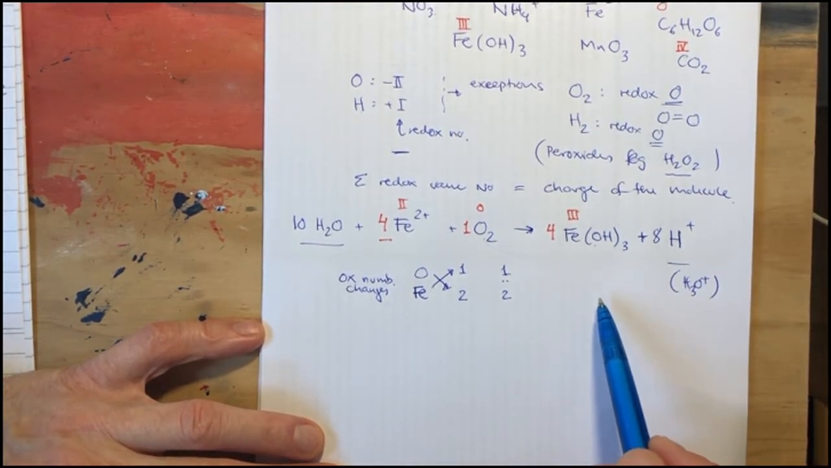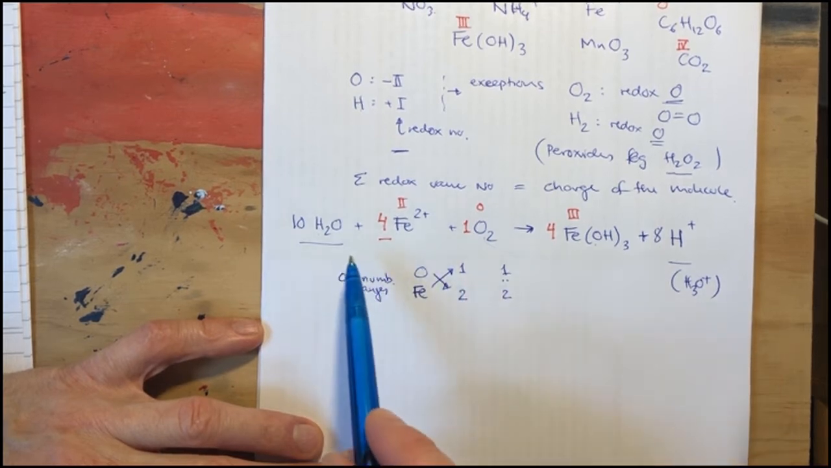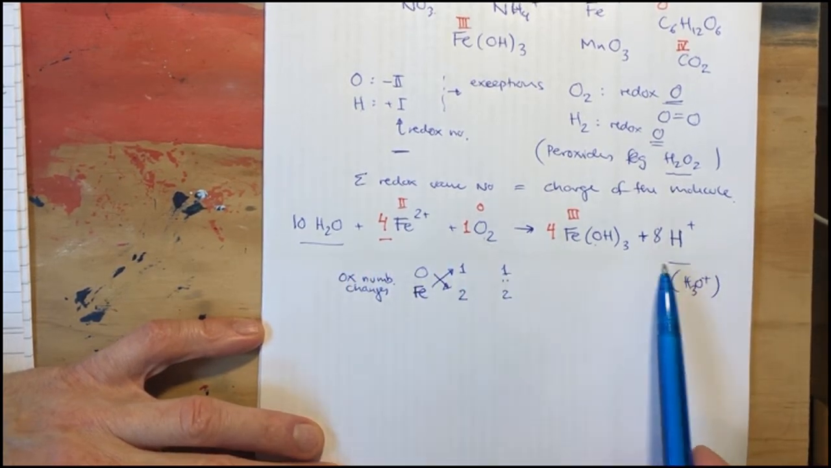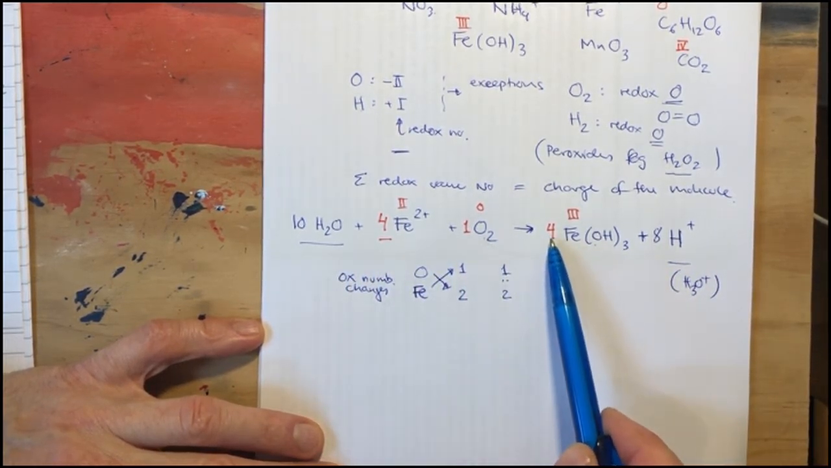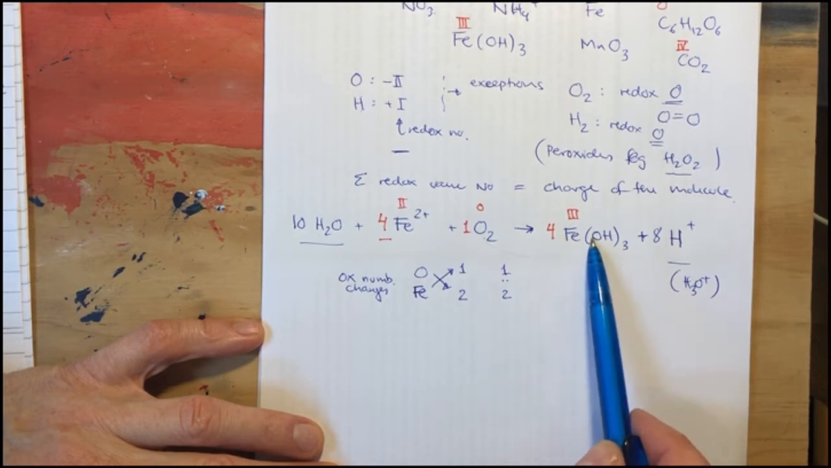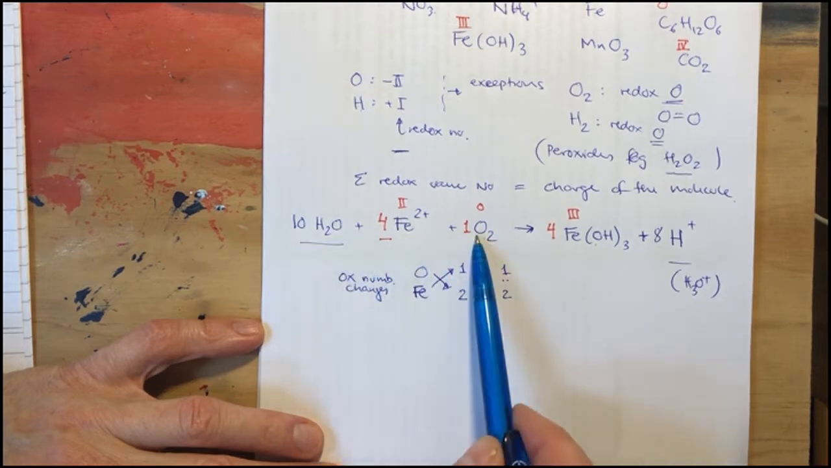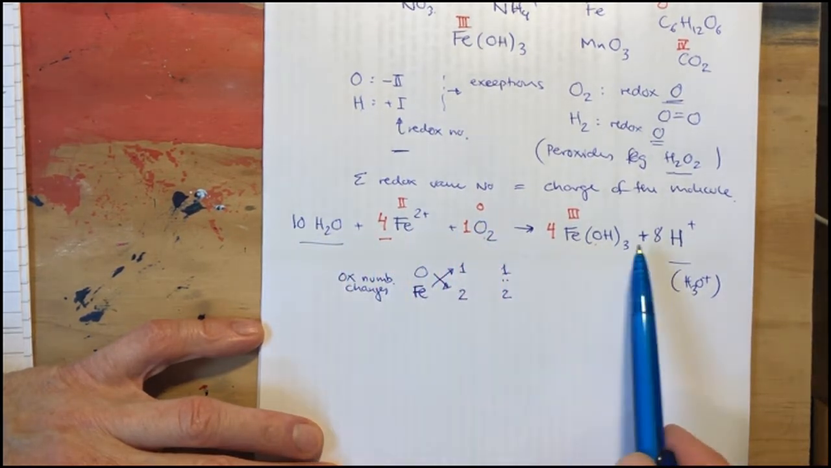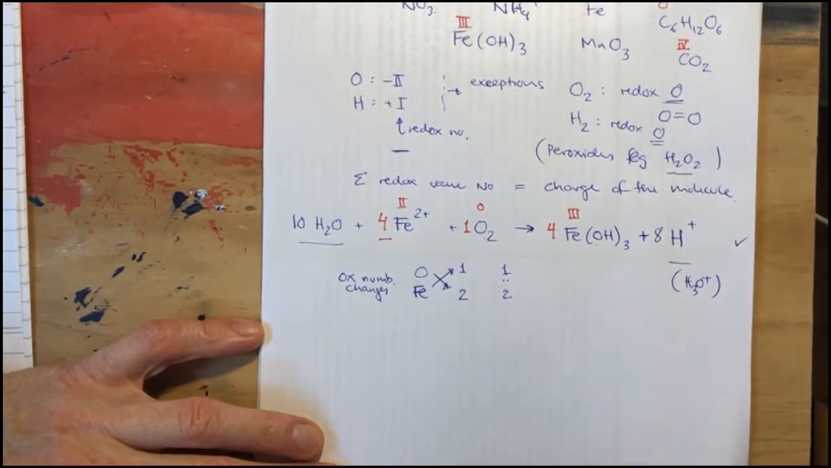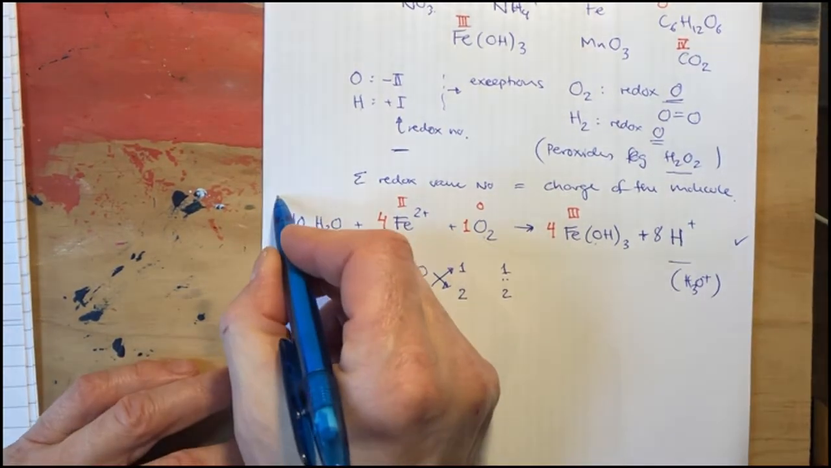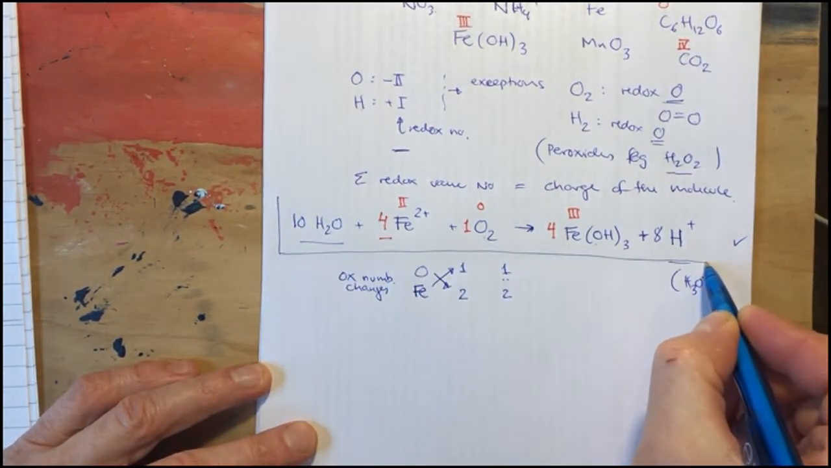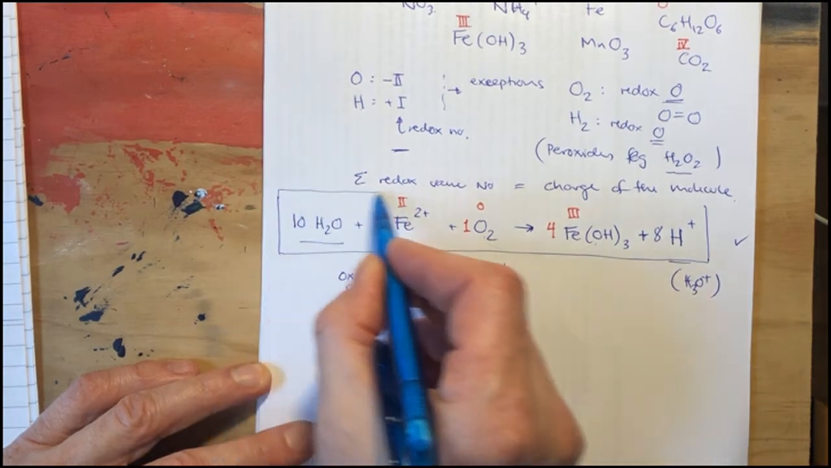Now the last thing is to check with respect to oxygen, because now the things should fit. I can see I have 4 times 3 oxygen atoms here. That's 12. And I have 10 here, and I have 2 here, so I have 12 on either side. So I'm complete with this reaction. So that was balancing out the oxidation of iron with oxygen.